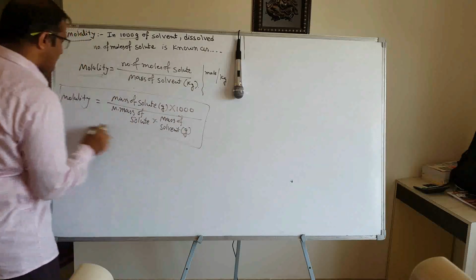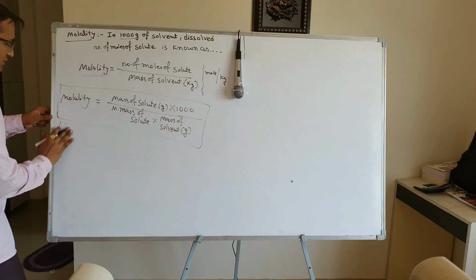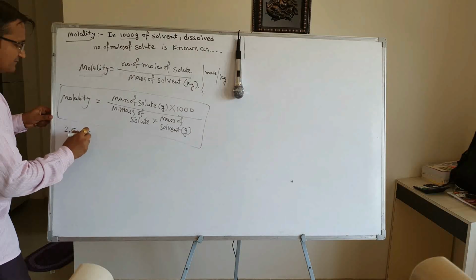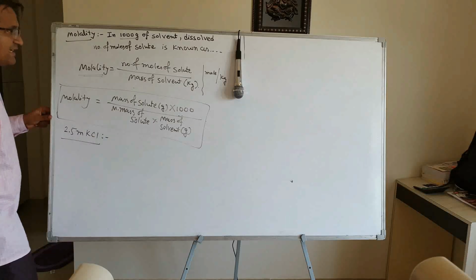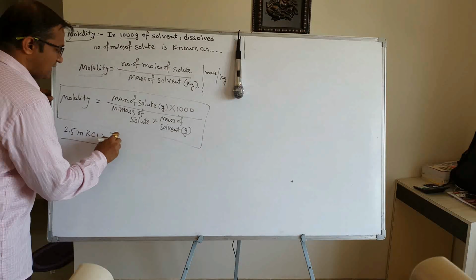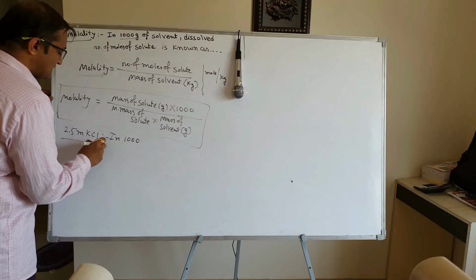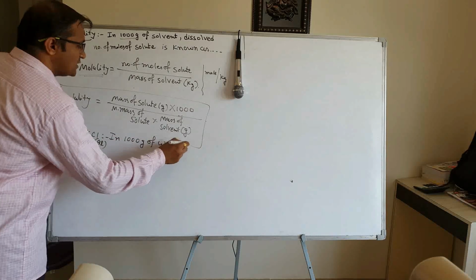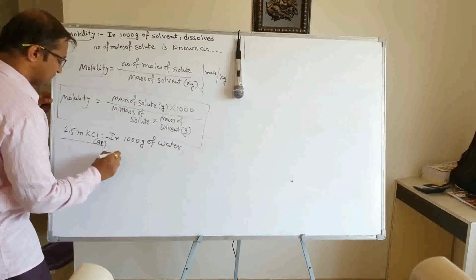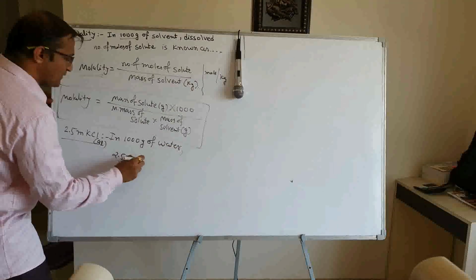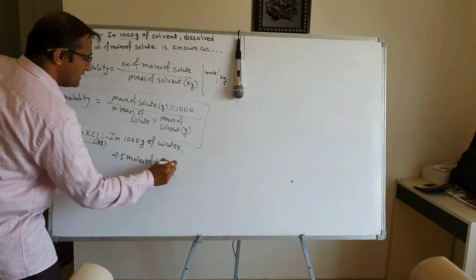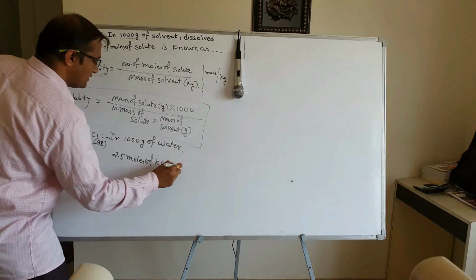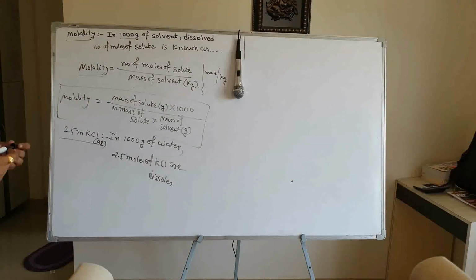Okay, so this one is the basic formula of molarity. And now we are taking one example. If I say 2.5 molar KCl, then it means in 1000 gram of water, this is an aqueous solution, otherwise we can say solvent, 2.5 moles of KCl are dissolved.